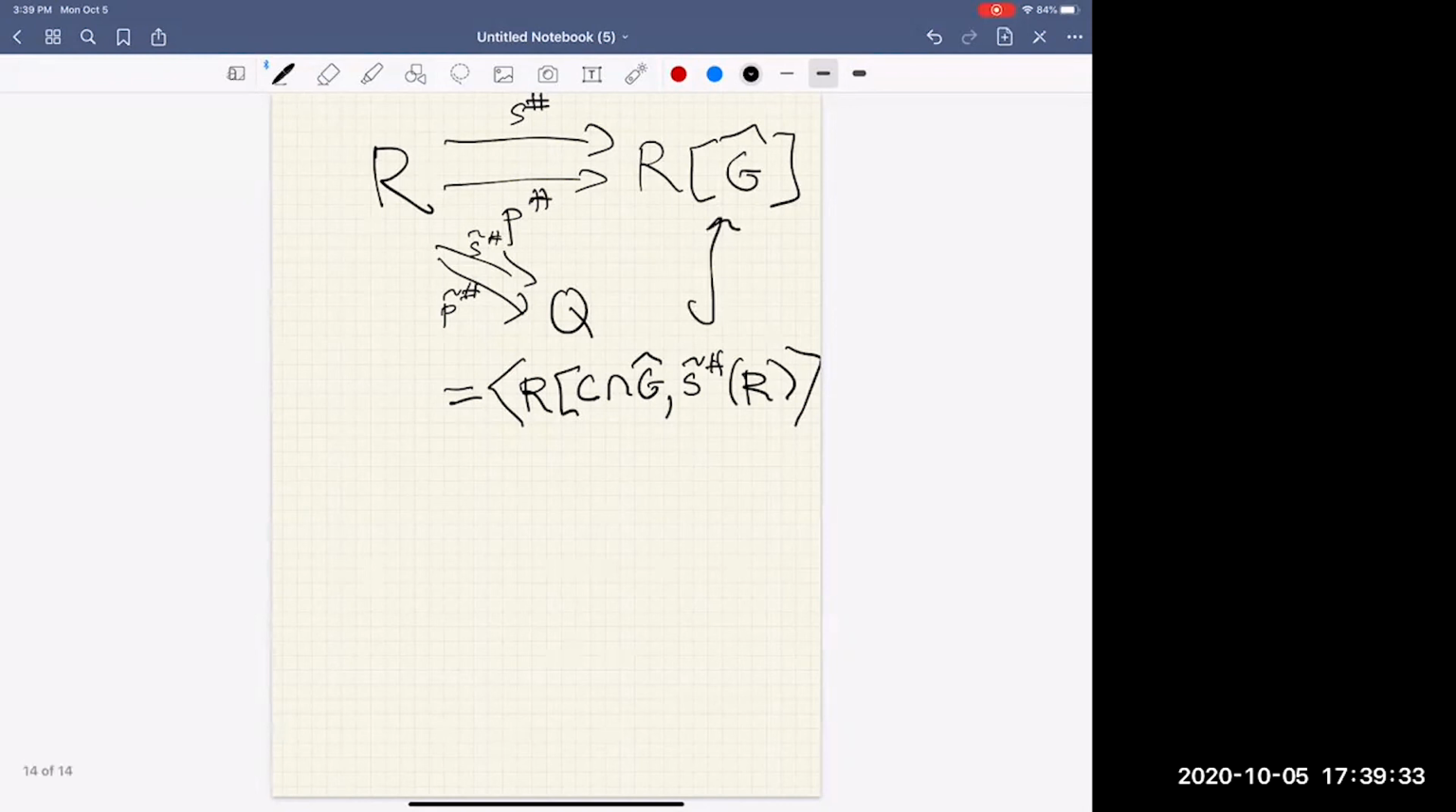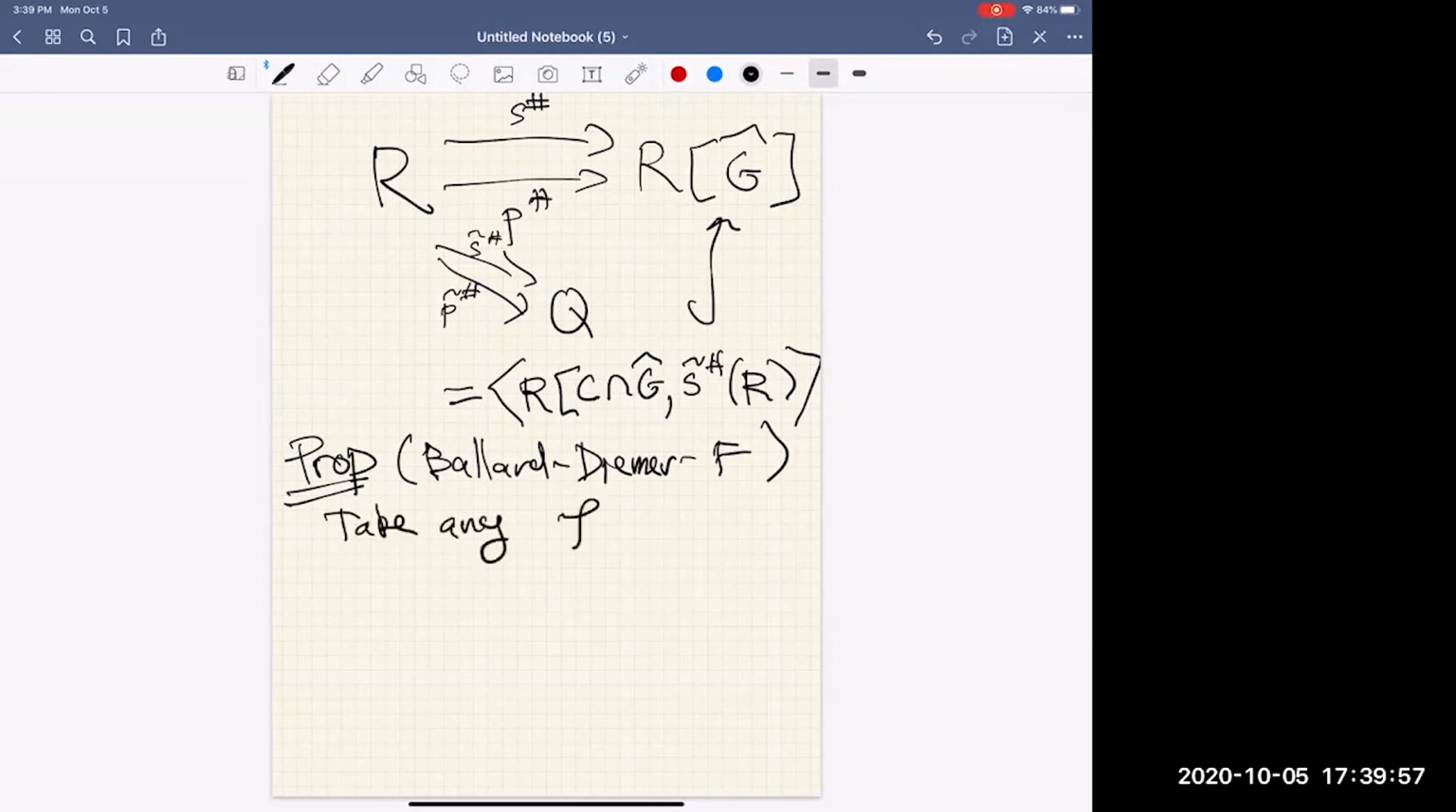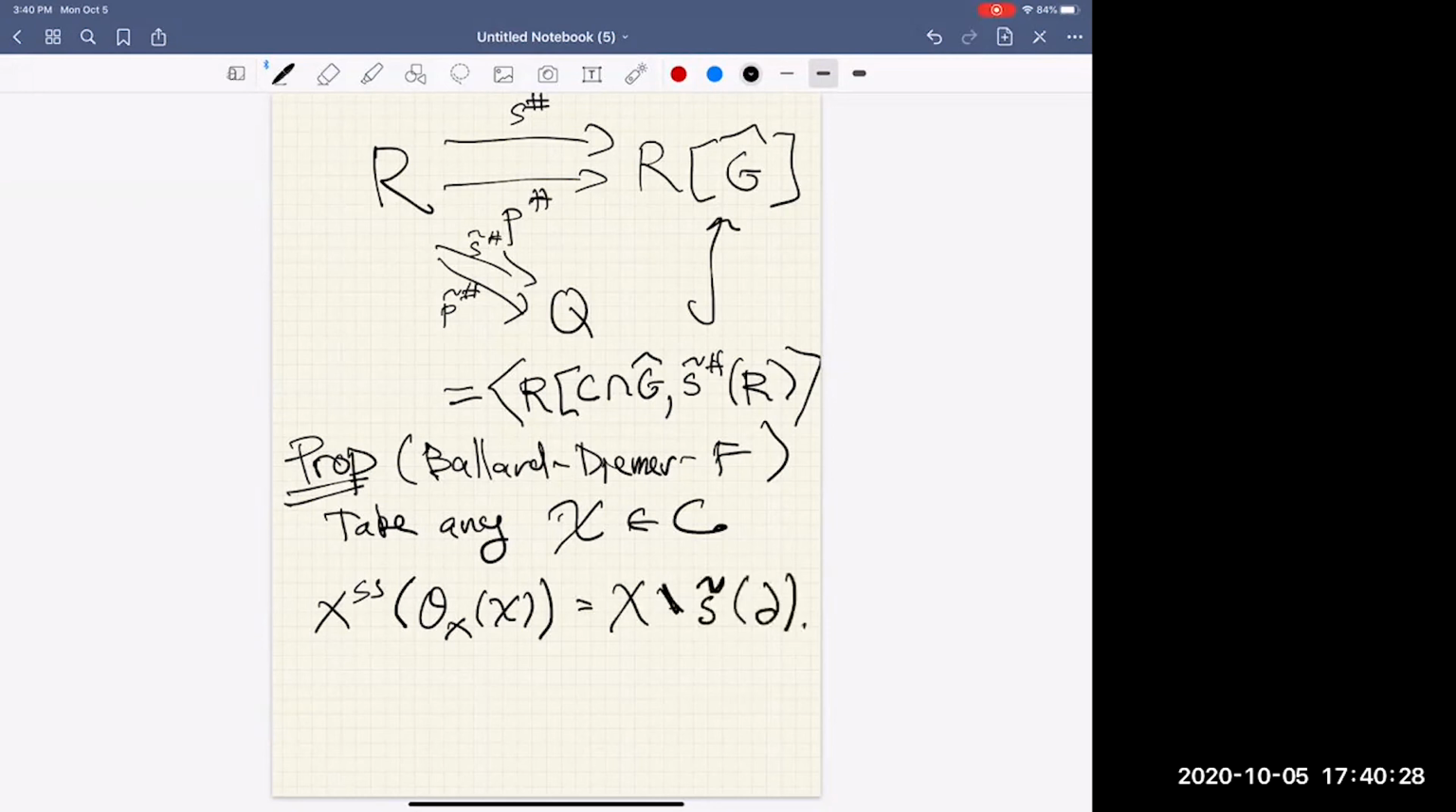Okay. Then the proposition due to Ballard, Diemer, and myself was that if you take any chi, a character in C, then the GIT quotient, well, the semi-stable locus with respect to that character is equal to the complement of the image of the boundary for this.